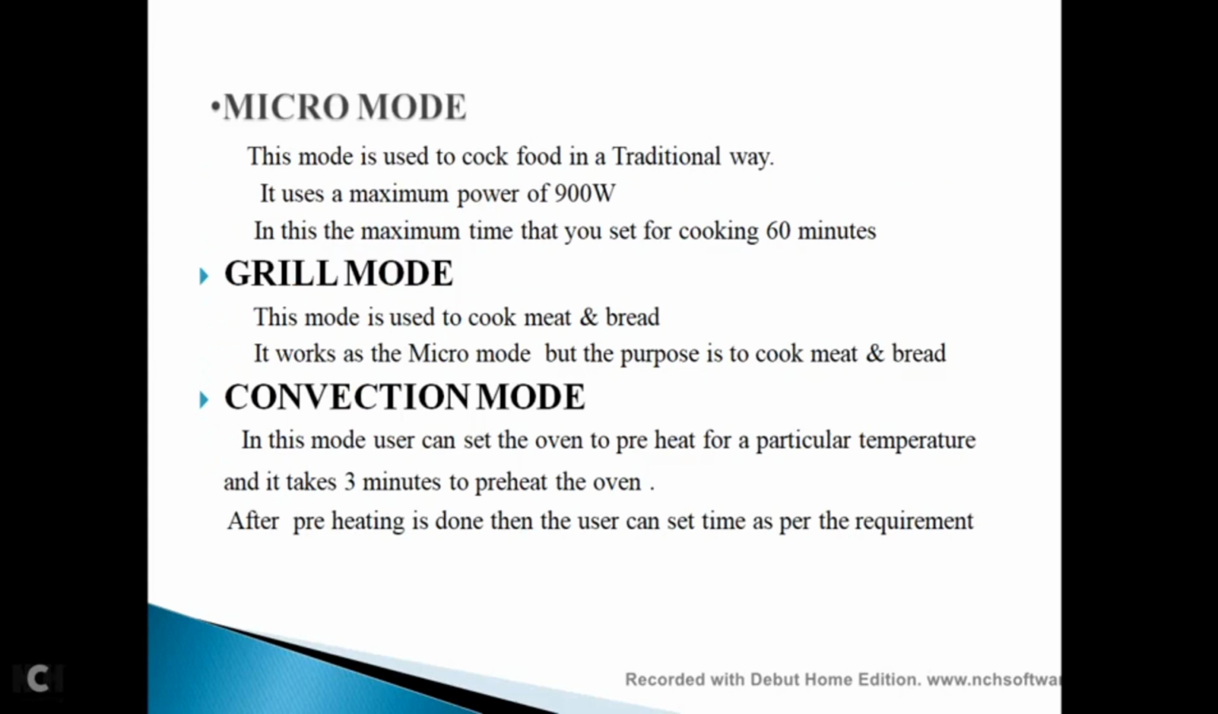Micro mode. This mode is used to cook food in the traditional way. It uses a maximum power of 900 watts. In this, the maximum time that you can set for cooking is 60 minutes. Grill mode. This mode is used to cook meat and food. Convection mode. In this mode, the user can set the oven to preheat to a particular temperature, and it takes 3 minutes to preheat the oven. After preheating is done, the user can set the time as per the requirement.